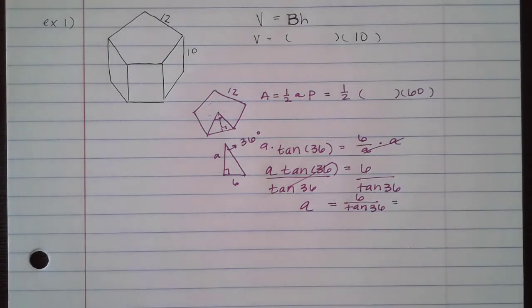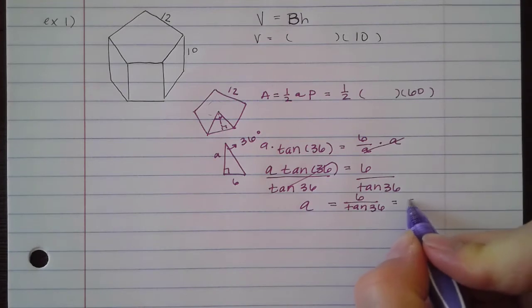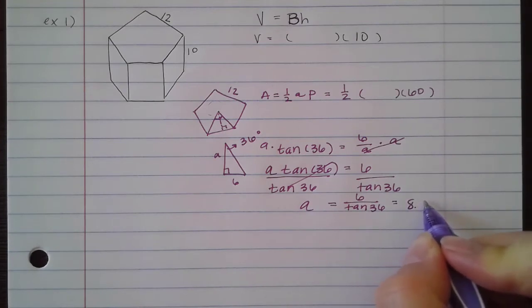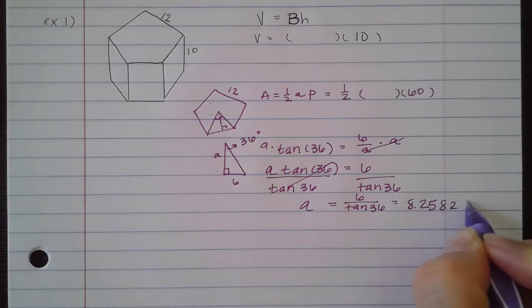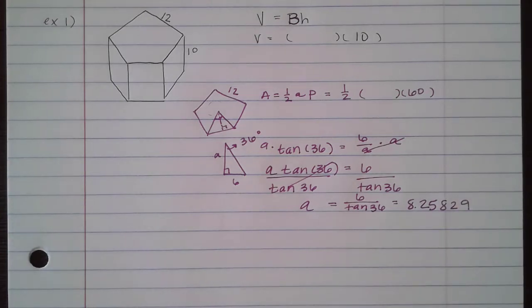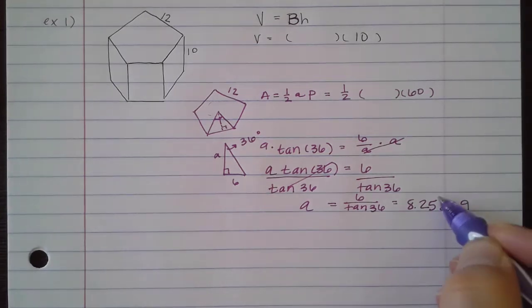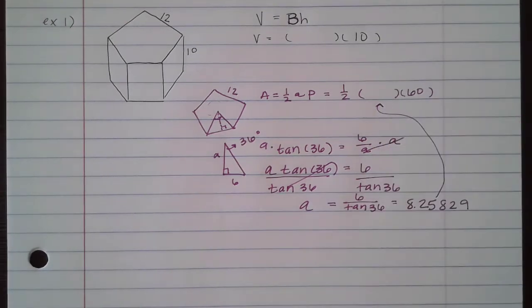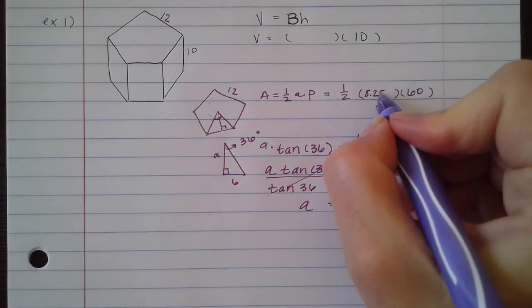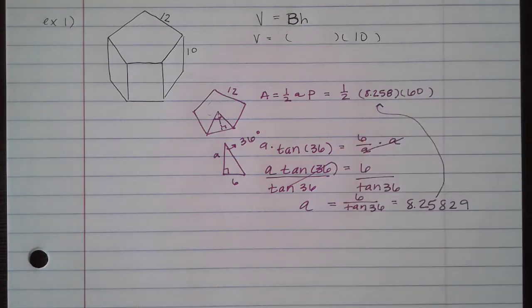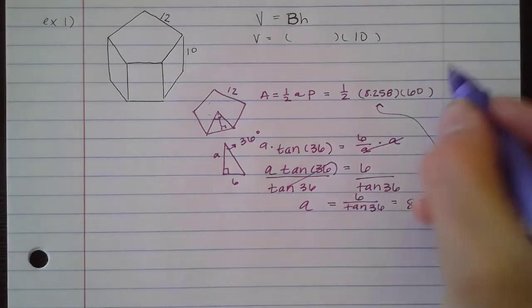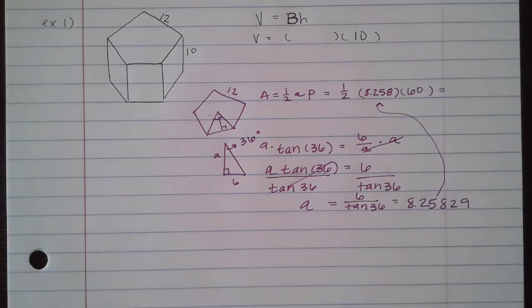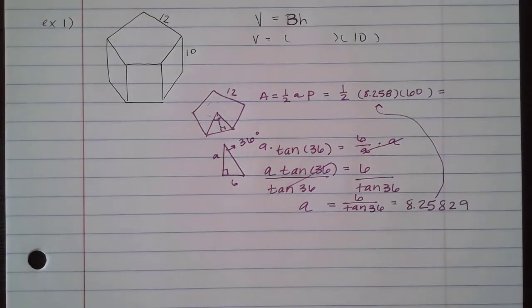Plug that in your calculator, and technically you could round it to like 8.26, but I'm going to keep it super long, because then I can get a more accurate answer. So I'm going to plug that in. That's my apothem, 8.258. Maybe I'll keep it at that. I just need to know exactly what it is. I'll give you a second to type that in your calculator if you're following along with us.